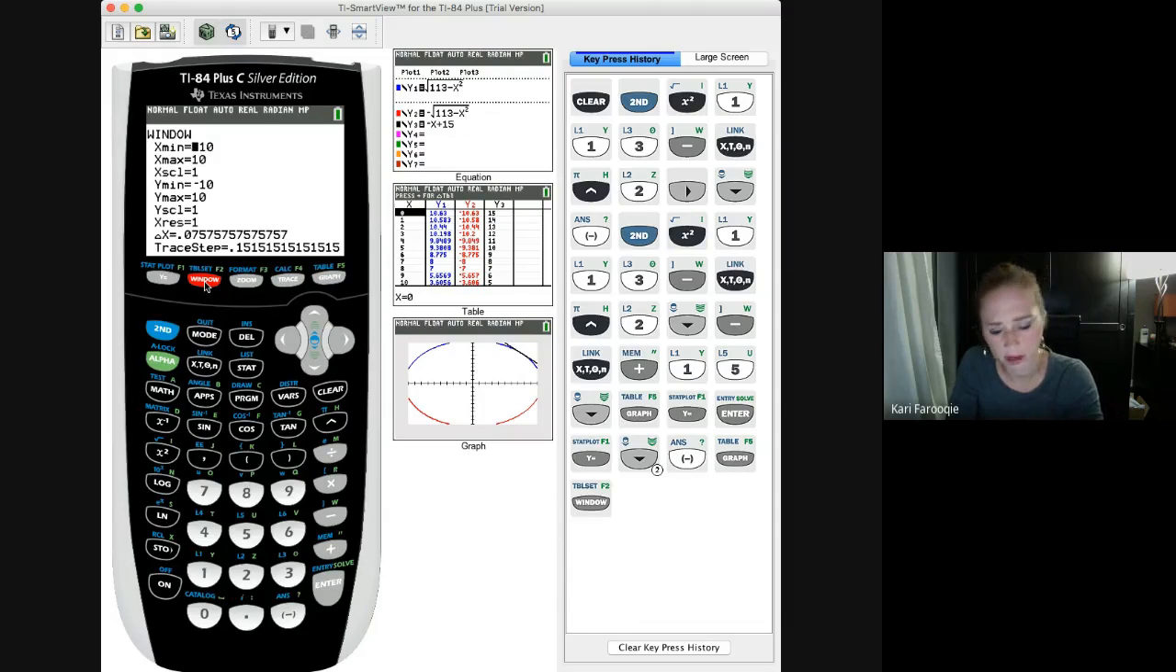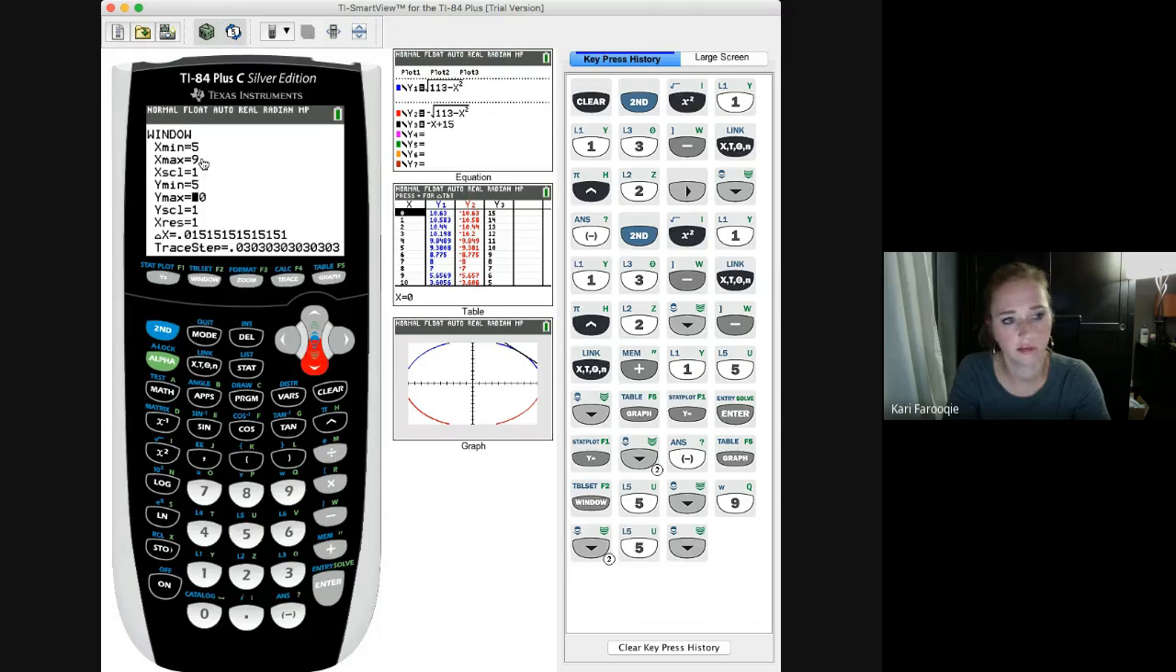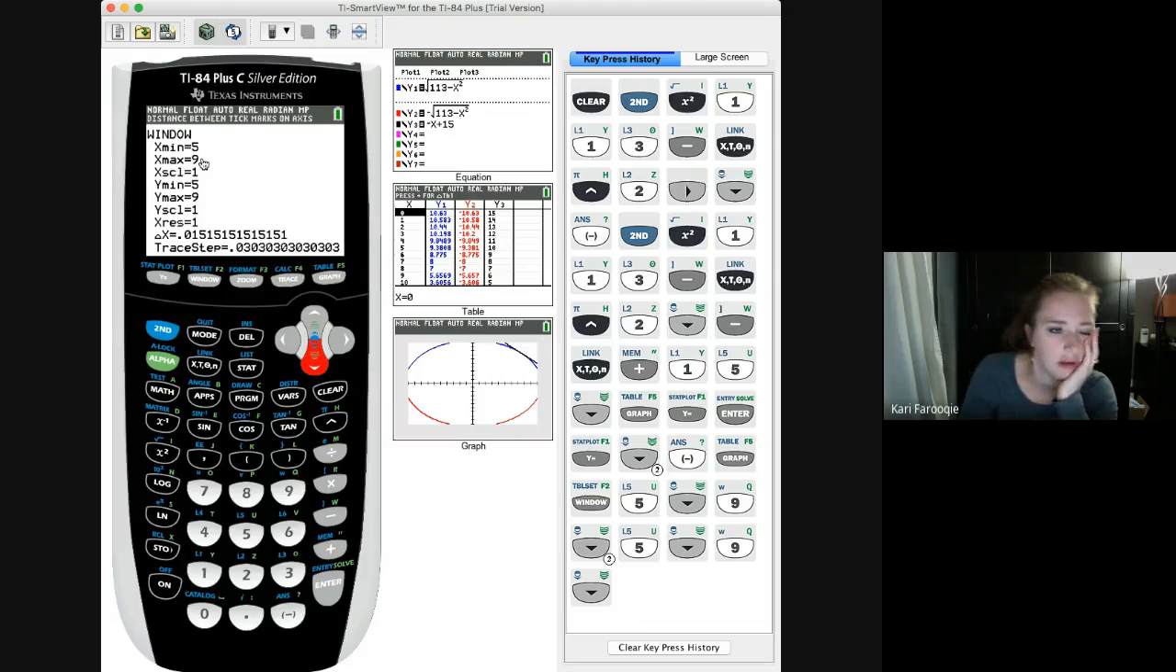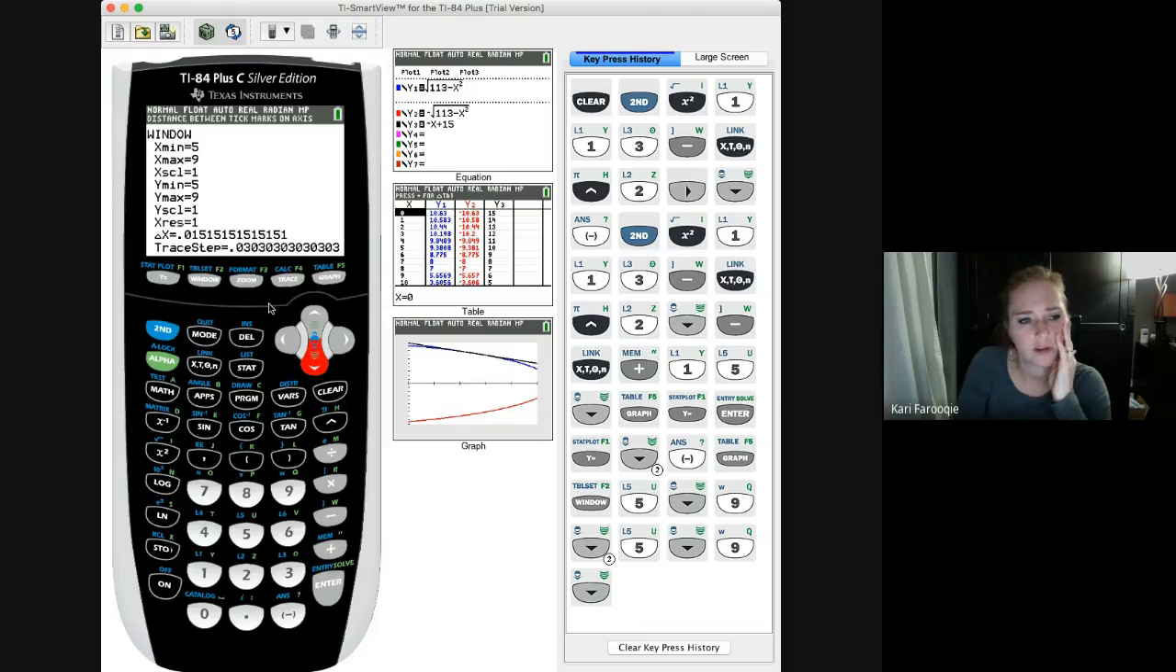So I'm going to set my x min to 5 and my x max to 9. And my y min I'll set to 5 and my y max I'll set to 9. And we'll see what we get. Sometimes you have to play around with your window to really get a good picture. We'll see. This will get us close.